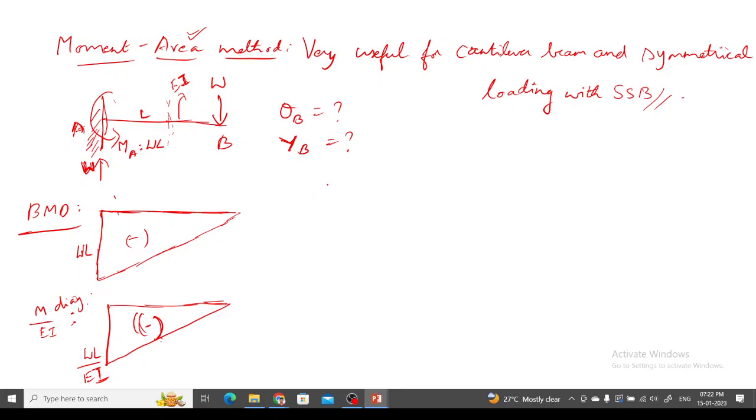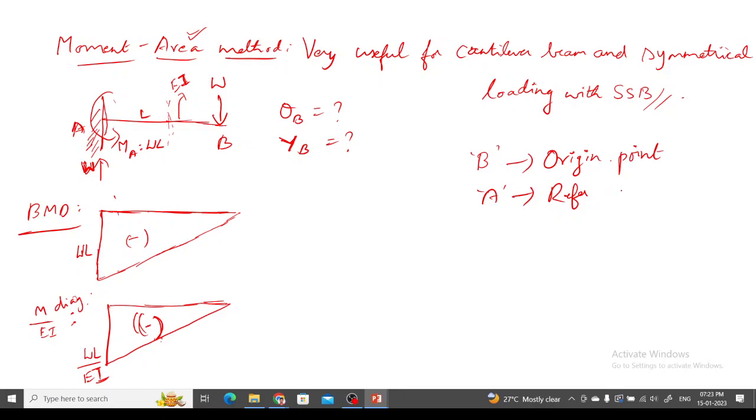So in order to calculate the slope, first, where you have to determine the slope or the deflection, it is at point B, right? So point B you have to take as the origin, where you have to determine the slope and deflection. And you have to take a reference point also, the point where the slope or deflection is 0, that point you have to take as the reference point.